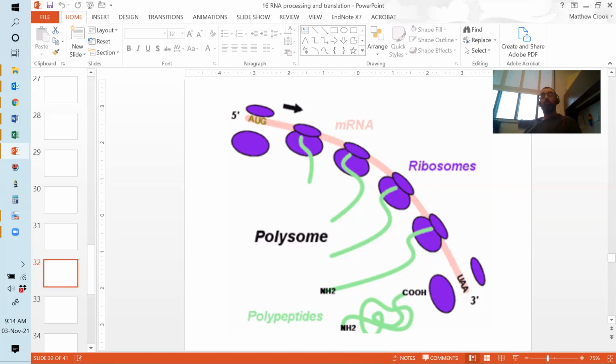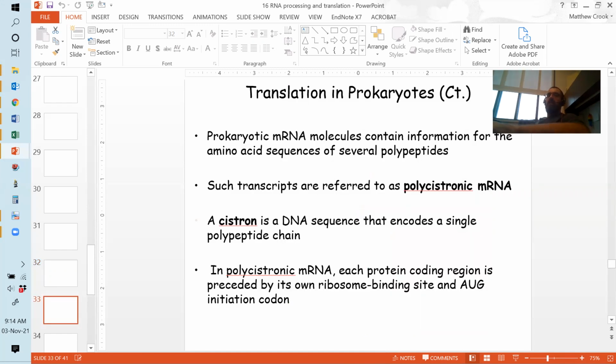Now, one really big difference, and this is actually key to how prokaryotes control gene expression for many operons. Actually, I haven't introduced operons yet. So, two big things.